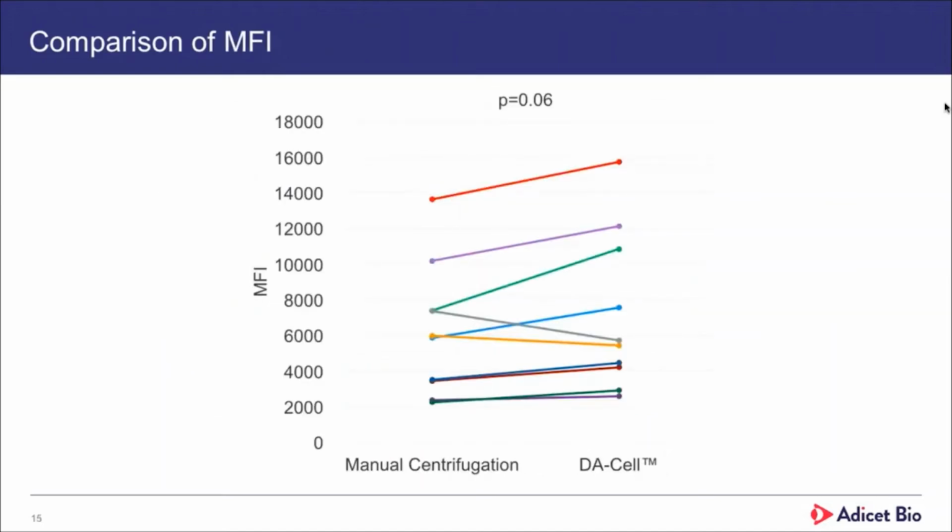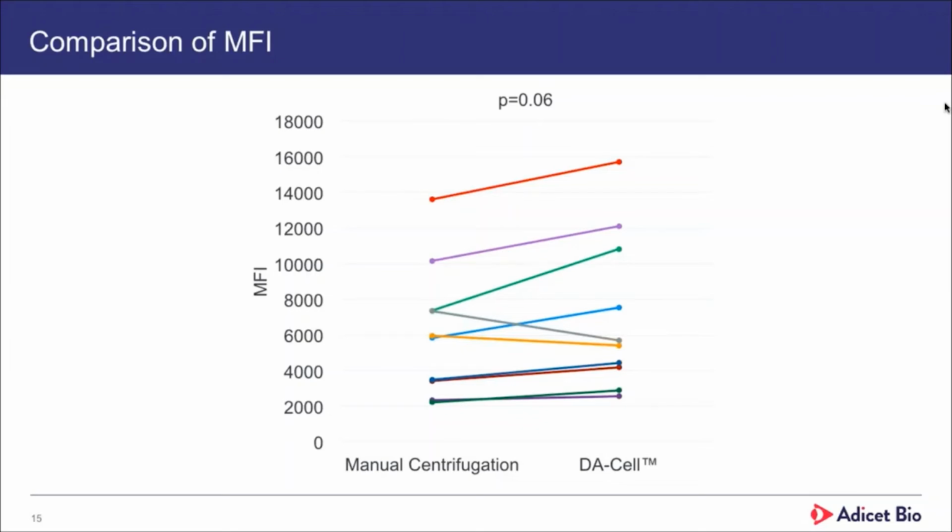We decided to dive a little bit deeper. So what we did here is we gated individual populations of cells. And because the panel uniquely identifies the populations through 1 marker, we looked at the mean fluorescence intensity of each of the individual markers in that population. And then we plotted the MFI between the manual centrifugation on the left and the DA cell on the right.